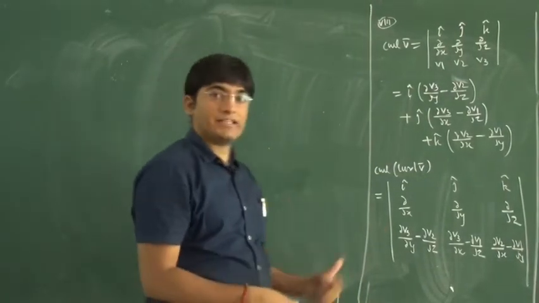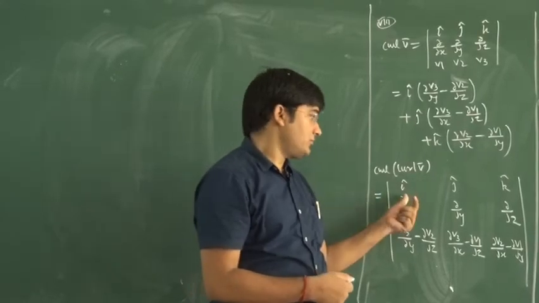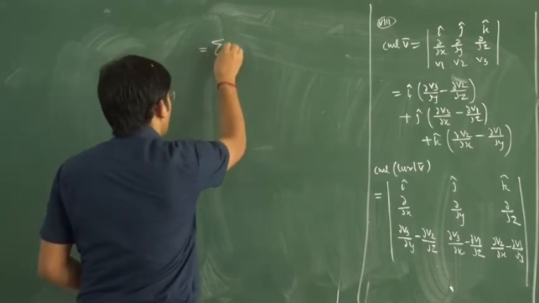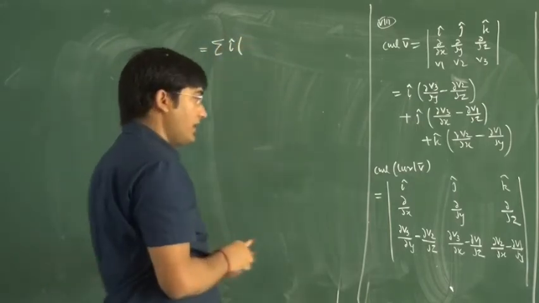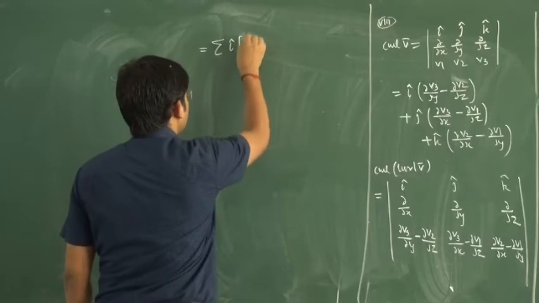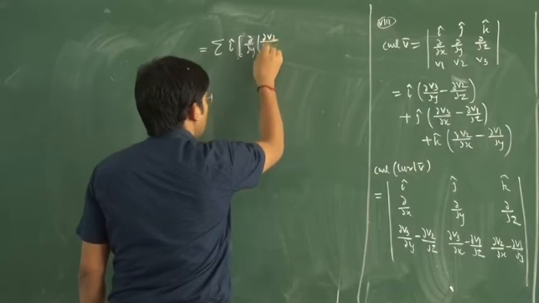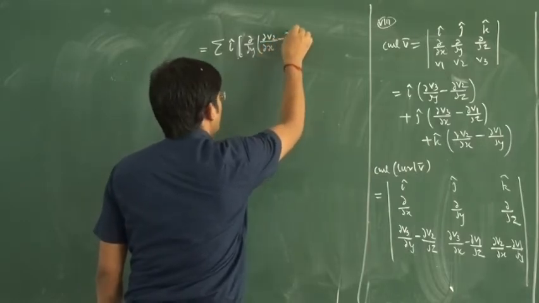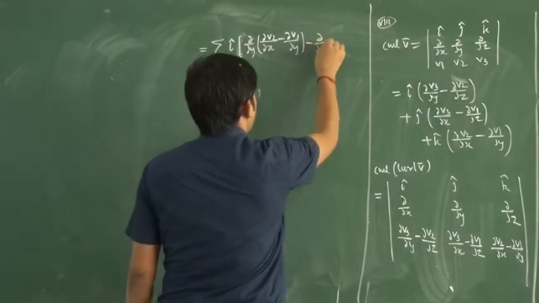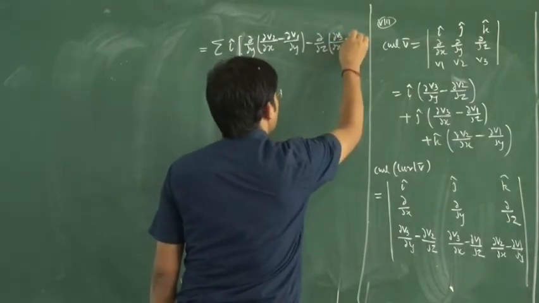And let us expand this determinant. Here I am taking just one component, that is the component of i, and similarly we will have the other two terms. So let us write it as summation i. Now in the bracket we will have del by del y of del b2 upon del x minus del b1 upon del y, then minus del by del z of del b3 upon del x minus del b1 upon del z.